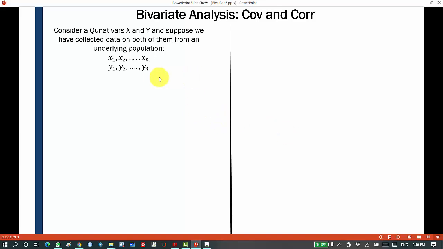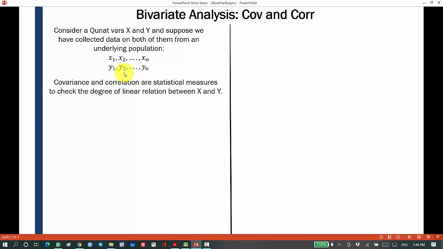Suppose we have two quantitative variables x and y, and we have collected data on both of these variables from an underlying population, and we have recorded the data on x as x1, x2 up to xn, and the data on y as y1, y2 up to yn. Then the covariance and correlation are statistical measures to check the degree of linear relationship between x and y.